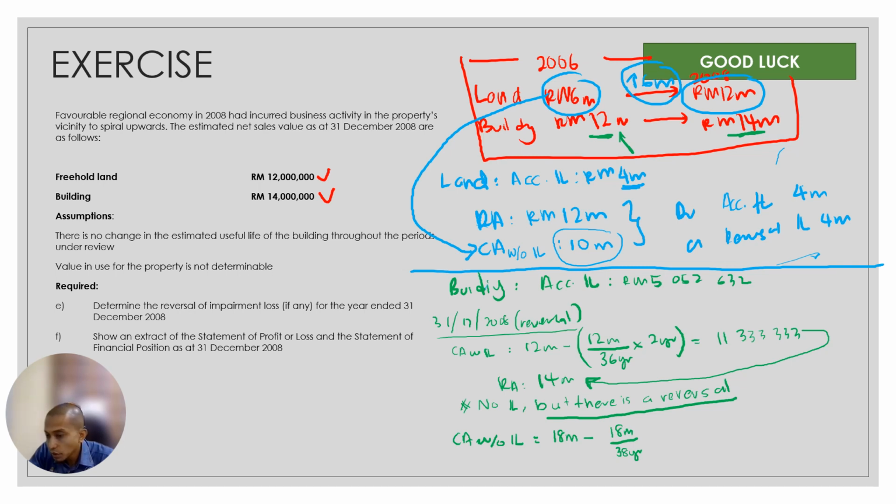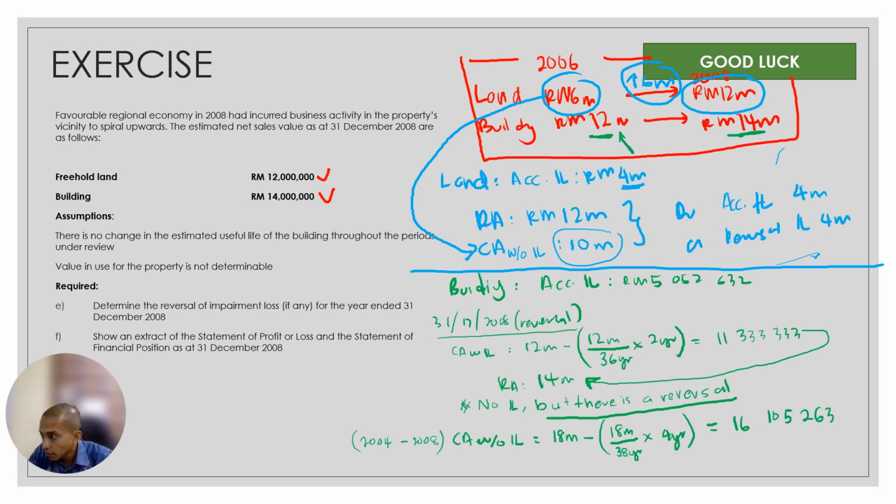Remember, 38 years, because we did a revaluation, right? 38 years times 4 years. Now why is it 4 years? Because it is 2004 until 2008. We assume there is no impairment loss, so from 2004 until 2008, this is 4 years. That's why we multiply with 4 years here, and we get the carrying amount of 16,105,263.